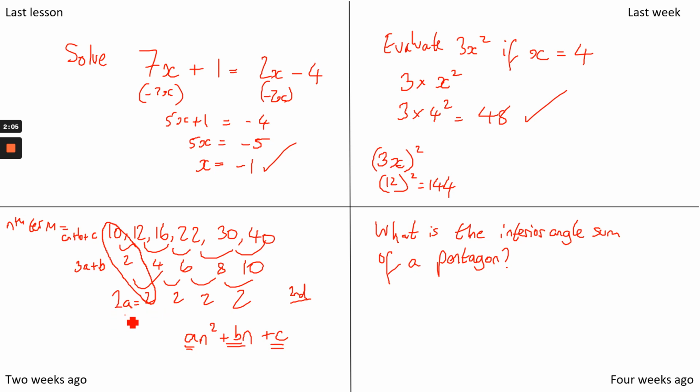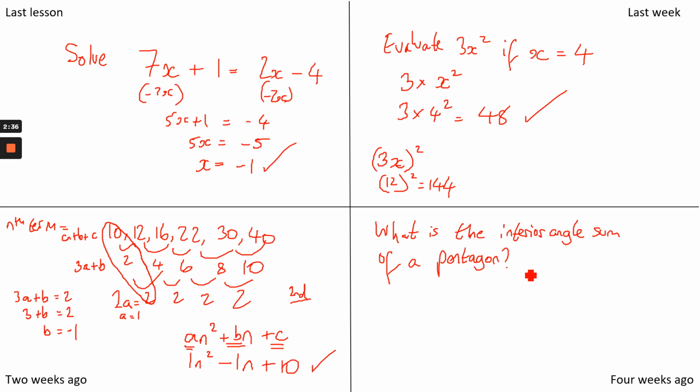If 2a is equal to 2, I can say that a must be 1. So we know it's going to be 1n squared. 3a plus b equals 2. Well, I know that a is 1. So 3 lots of a is going to be 3. So 3 add a number is 2. So b must equal negative 1. So it's going to be minus 1n. A add b, 1 take away 1 is 0, so c must equal 10. And that is my quadratic sequence.